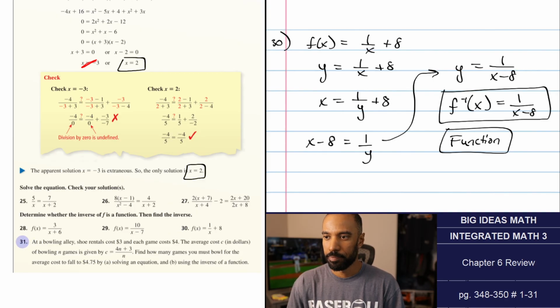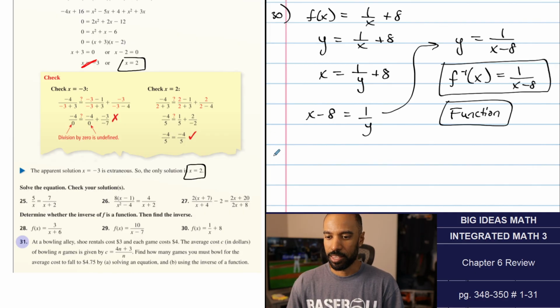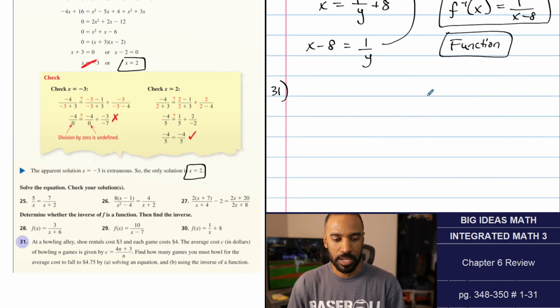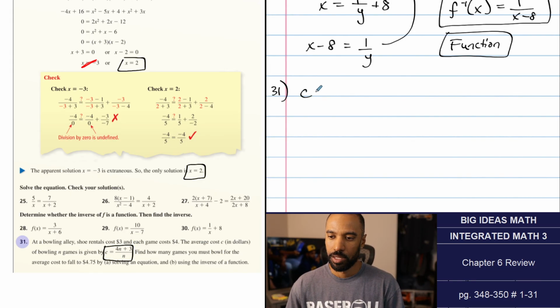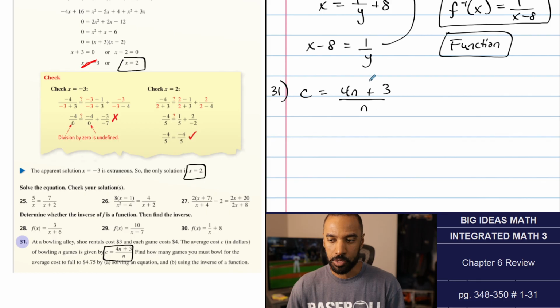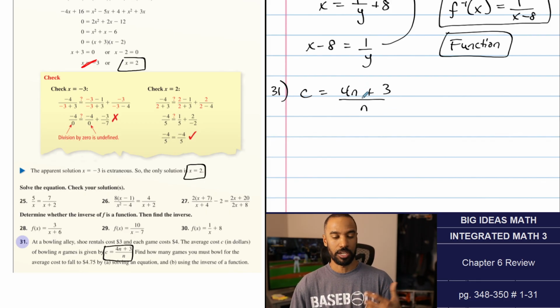It is a word problem. We were lacking in them a little bit. At a bowling alley, shoe rentals cost $3 and each game costs $4. The average cost C in dollars of bowling n games is given by this model. So they are nice enough to give us the model. We could have come up with that as well. Maybe when it comes to the chapter test, they're going to do a lot more where we come up with models. So the top is basically how much you're going to spend on bowling in general. Divide by the number of games and you get the average cost for each game.